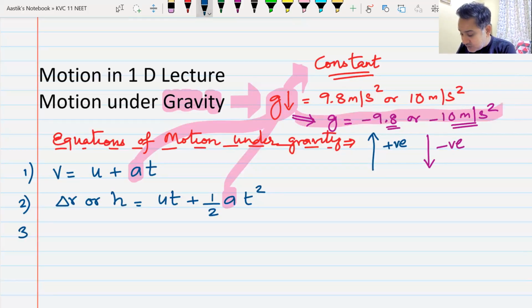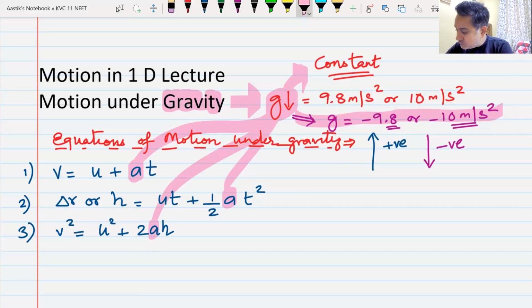That takes us to the third equation. What will be the third equation that we must understand? The third equation is this: V square is equal to U square plus 2AH. One thing you should always remember, this A is always equal to G. Do we understand this?